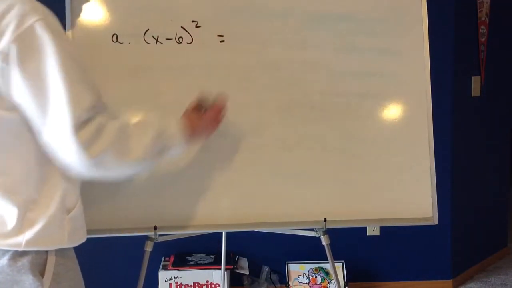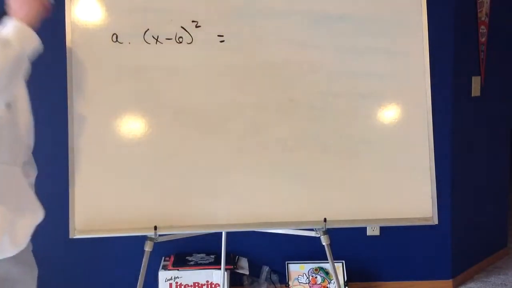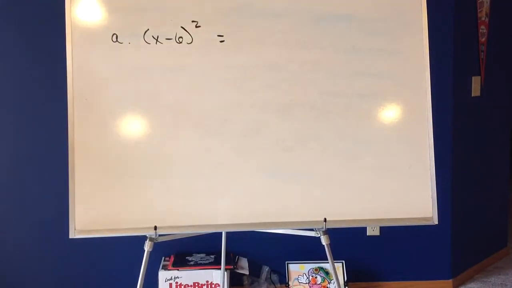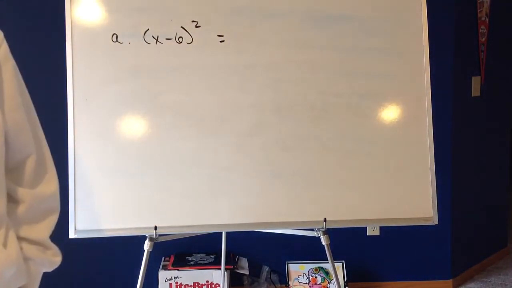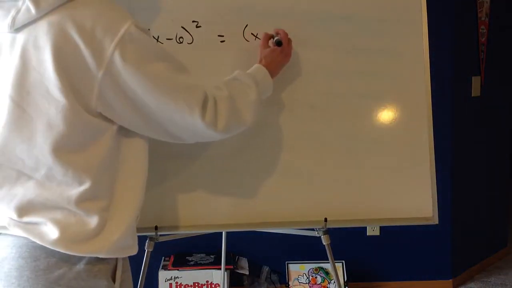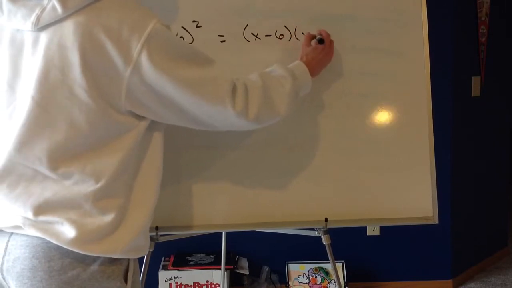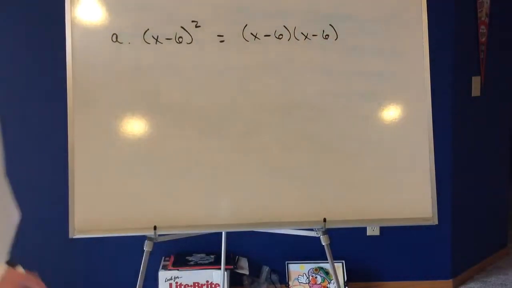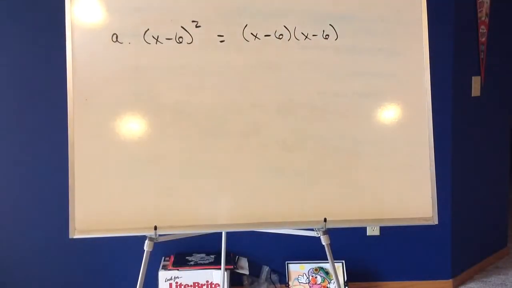Now you want to be careful with this. What some kids want to do is distribute that squared to both. If you do that, you will be wrong because you will be missing the middle term. Okay, so it is very important we actually rewrite it as x minus 6, x minus 6. If we do that, we will not be missing any of the terms.